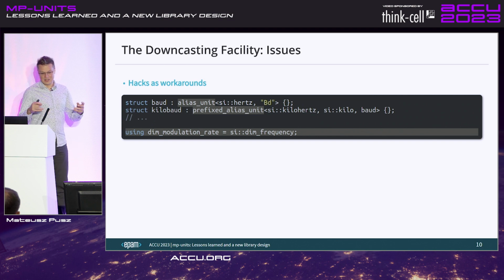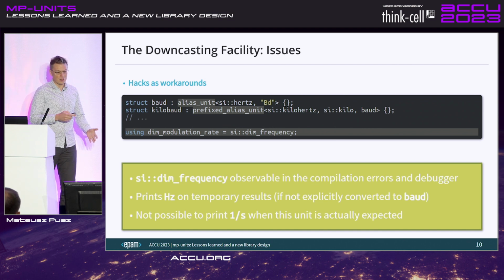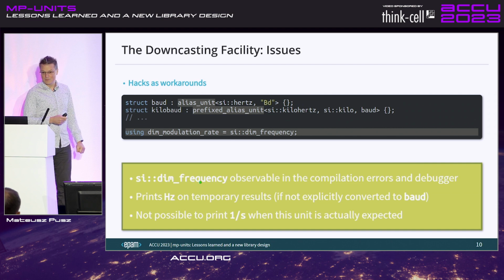But this has short legs. You can always find some issues with that, right? For example, when I was working on a modulation rate in the compile time errors, I saw frequency, because this is the actual type used by the compiler, right?